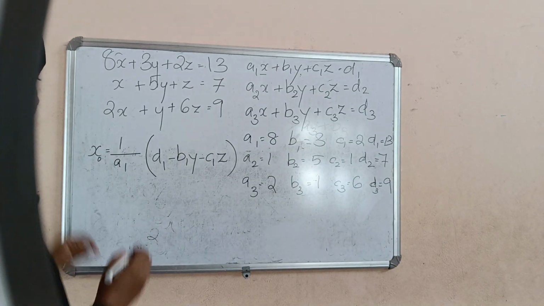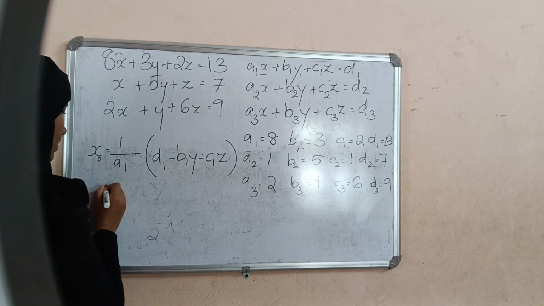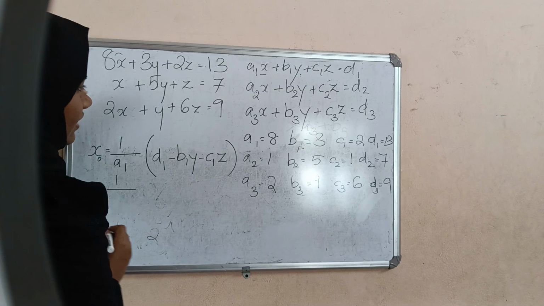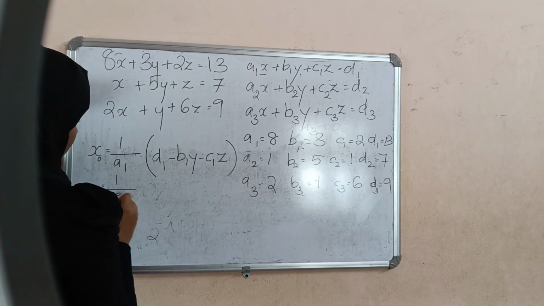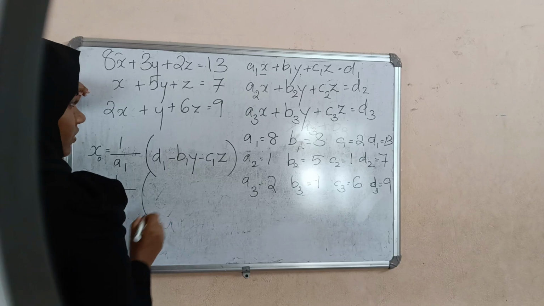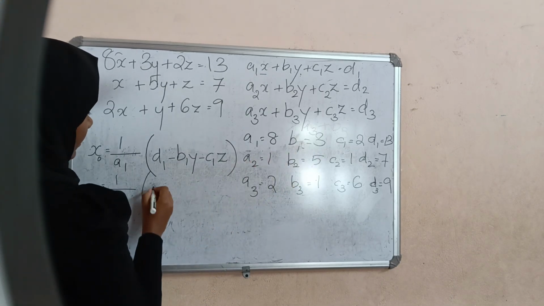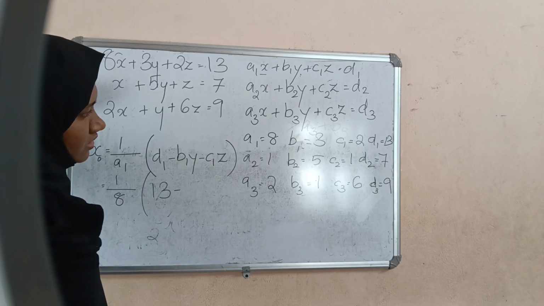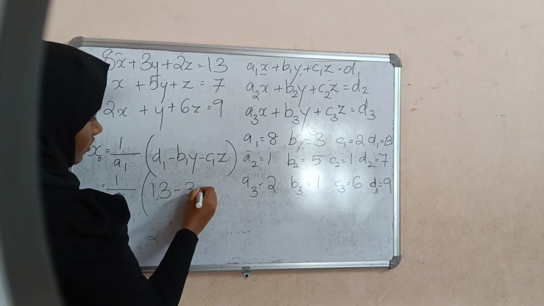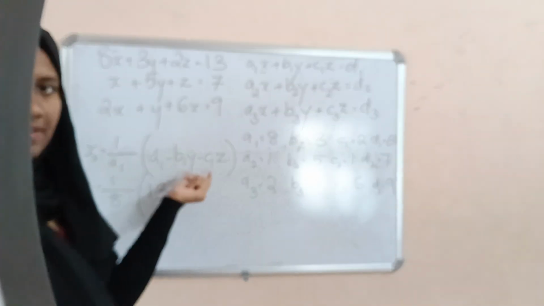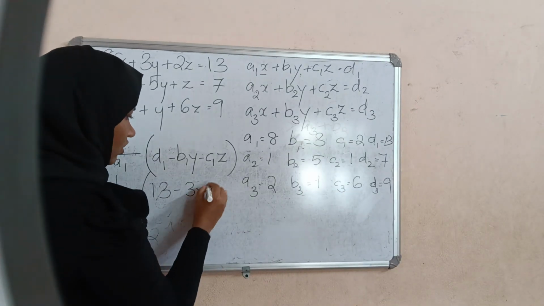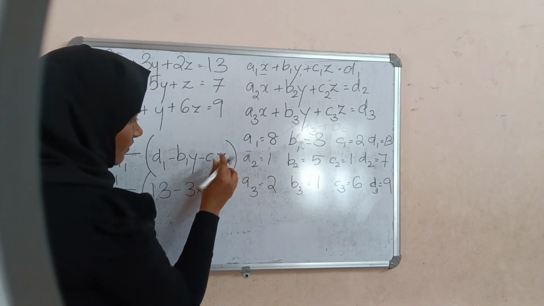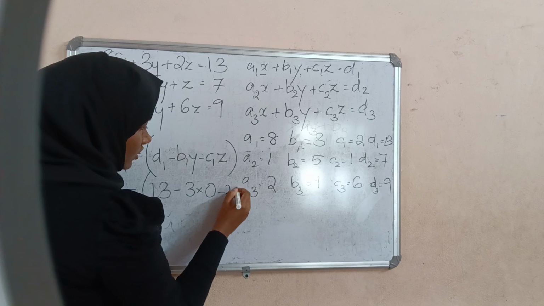Okay, so now let's put the values in. 1 by a1. Which is our a1? 8. What is our d1? 13. 13 minus b1 value is 3, into, of course we have not found the y value yet, so it will be 0. Also c1 value is 2, and since we have not found the z value, that will also be 0.